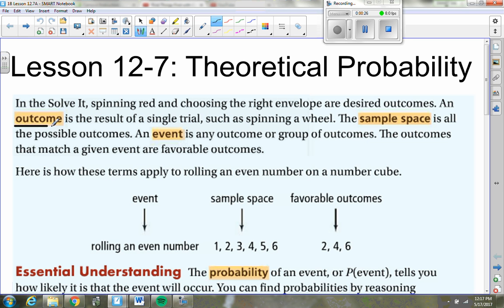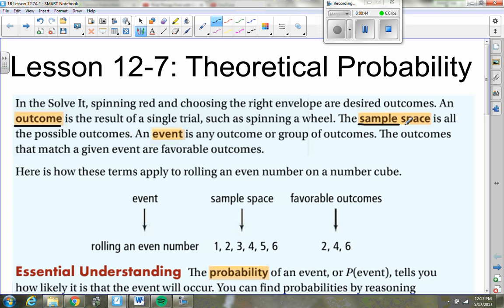An outcome for a certain process is the result of a single trial, like spinning a wheel or flipping a coin or rolling a dice. What happens is called the outcome of that particular situation.